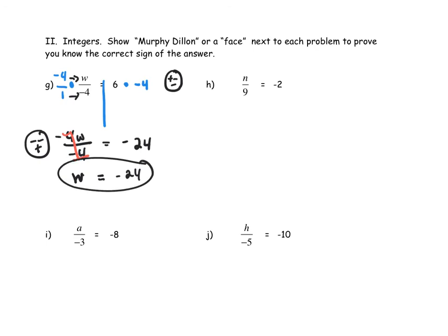Please complete the rest of these problems on your own. Then take a picture of your work and submit it. Make sure that you're showing all of your solving steps.